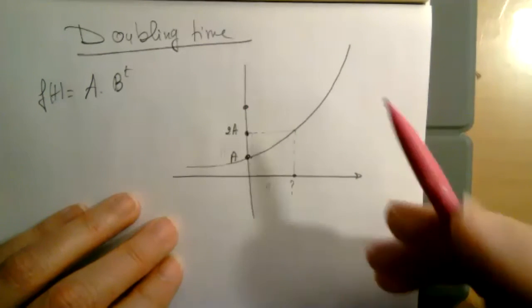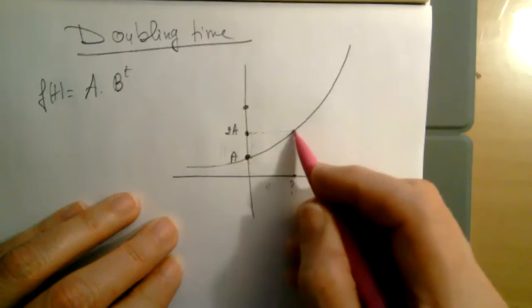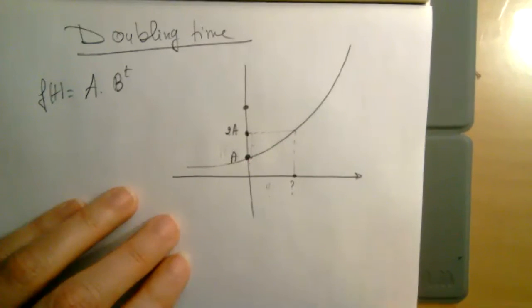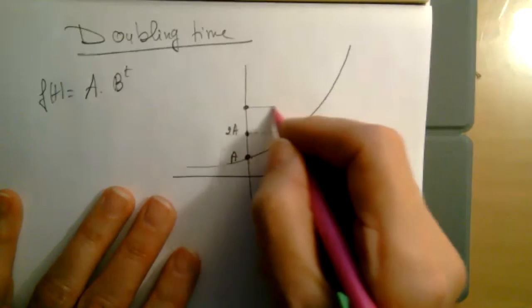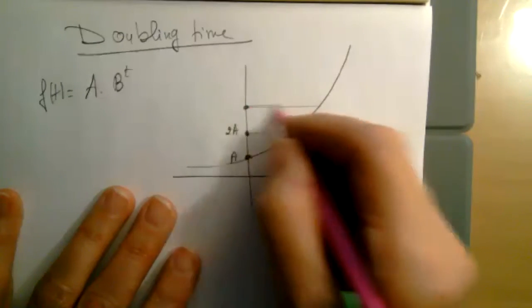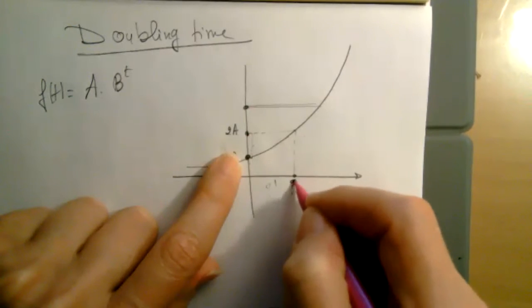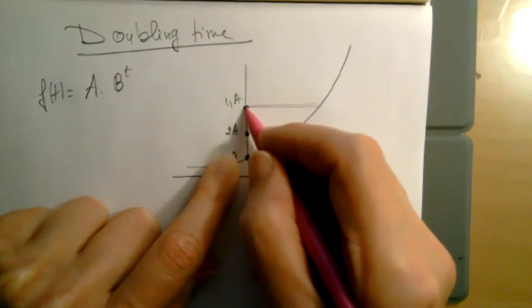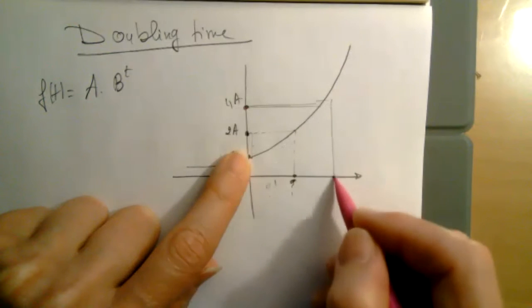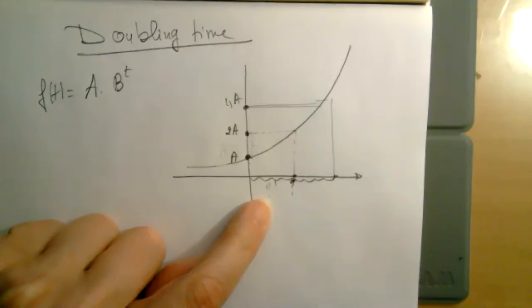So doubling time is actually the time needed for an exponential function to double its value. Now, what we can show is that the time it needs to go from A to 2A, suppose we find it, to double again, from 2A to 4A, takes the same amount of time. Those will be actually the same amount of time.